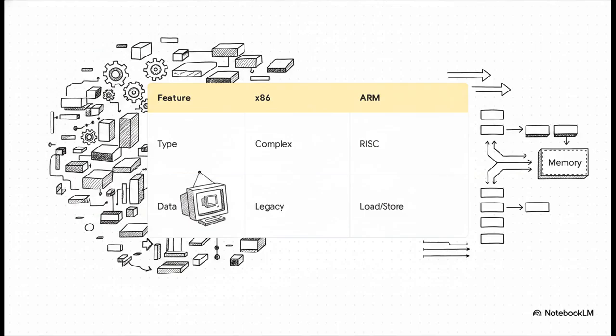On the flip side, ARM utilizes a streamlined RISC, or Reduced Instruction Set Computer, approach. Its instructions are much simpler, much leaner. ARM relies on a uniform array of registers and a strict load-store data model, meaning operations only happen within those registers, not out in the main memory.